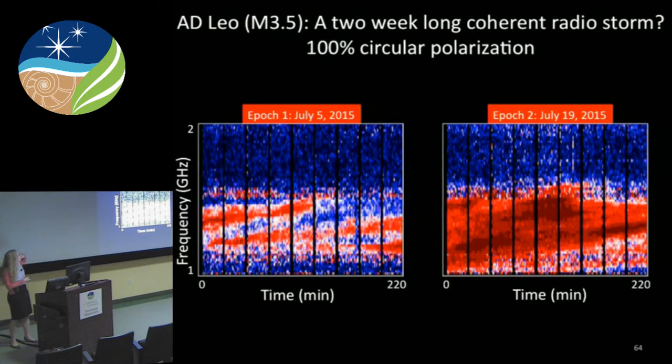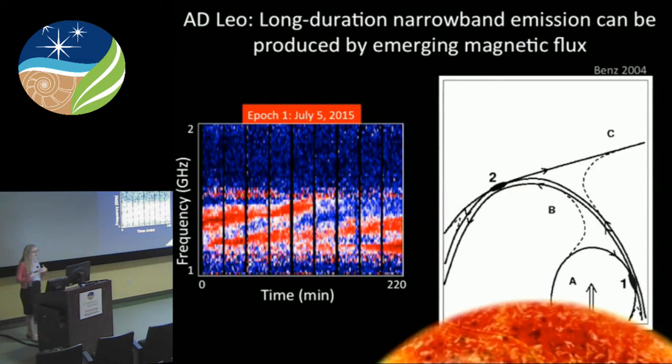Now, what we did see, though, is we observed AD Leo for 4 hours at a time, 2 weeks apart, and both times, we saw very intense coherent emission with strong circular polarization from about 1.1 to 1.6 gigahertz. And you see a very sharp drop off in the emission above or below these frequencies. And what could be causing this?